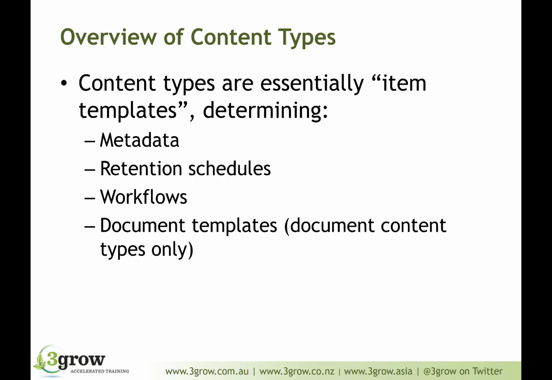So the best way to describe content types, in my opinion, are the item templates. So anything that goes into any list or library in SharePoint is based on a content type. And that content type determines a variety of behaviors or characteristics of the items that are then based on them. Primarily things like metadata, so the column values, things like retention schedules within the information management policies. Workflows can also be assigned at the content type level, and as far as document content types are concerned, which of course is what we're going to be looking at within this video, document templates as well.